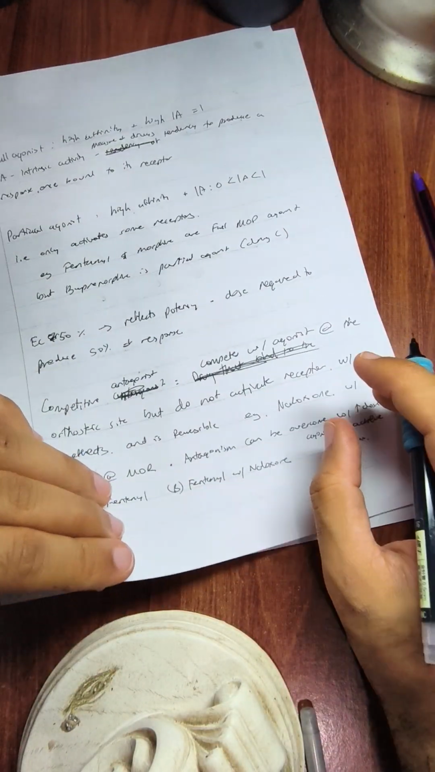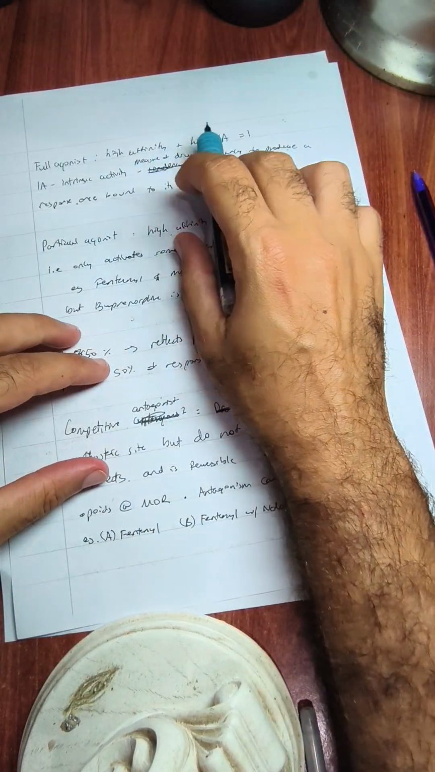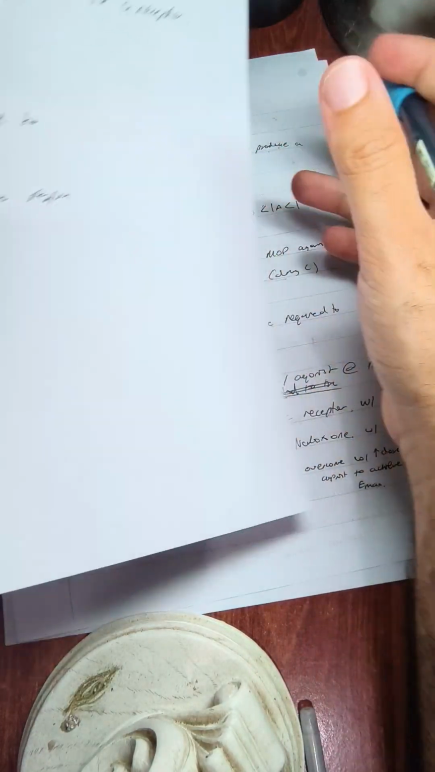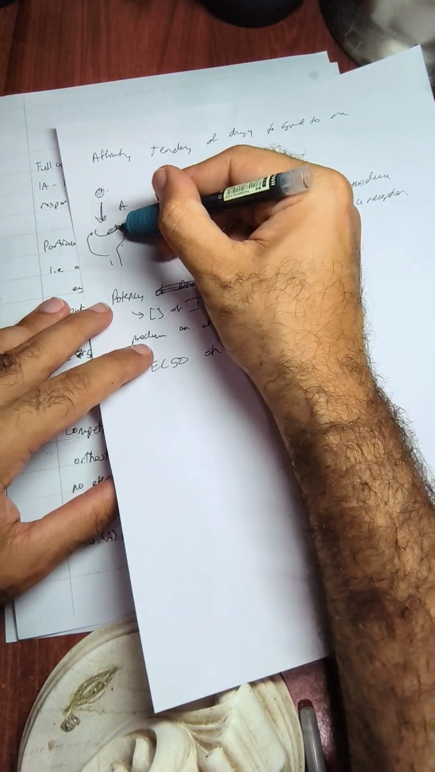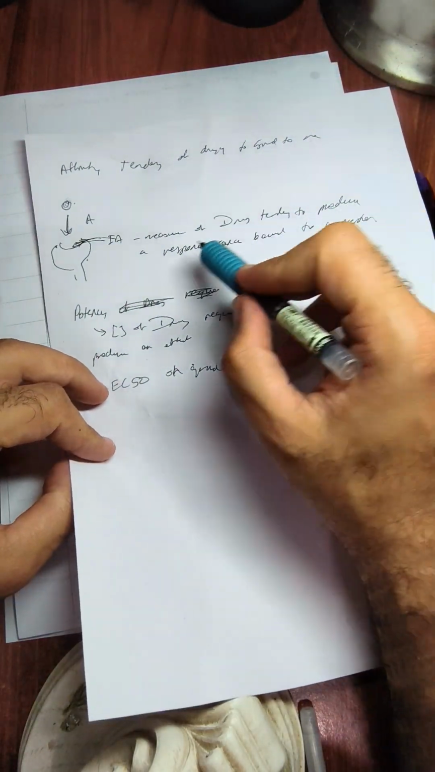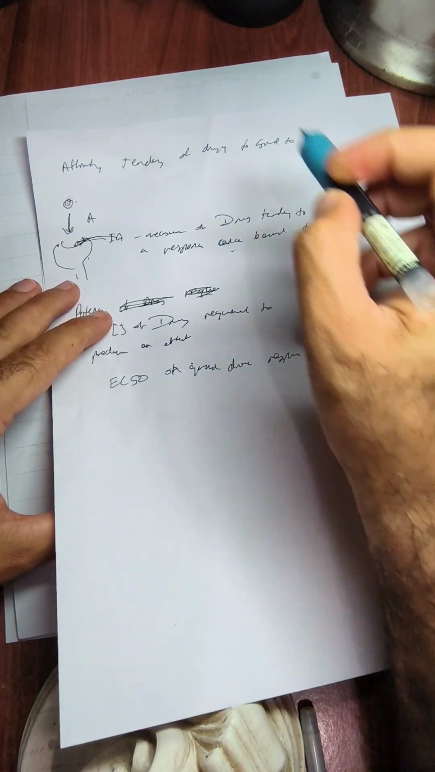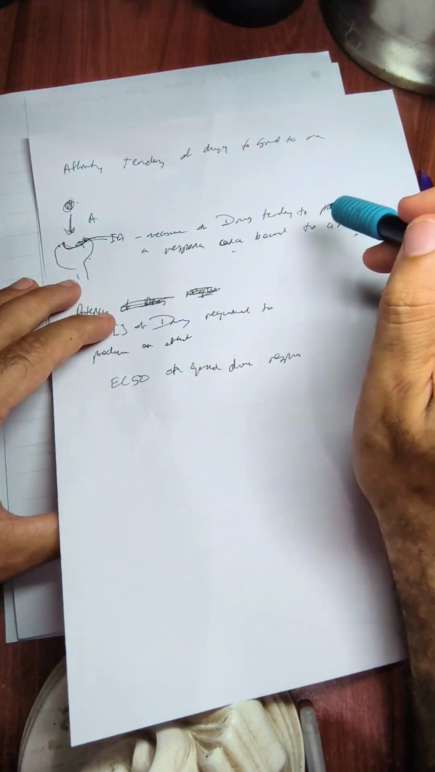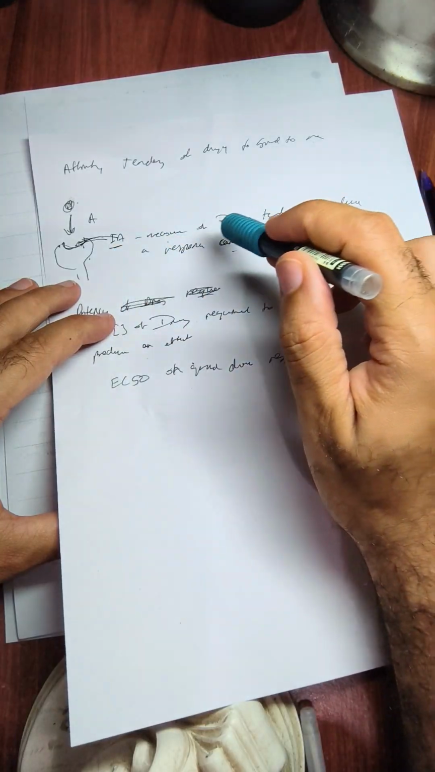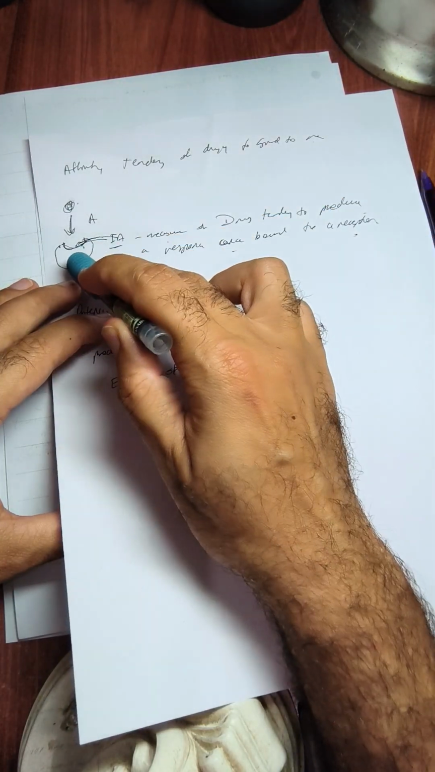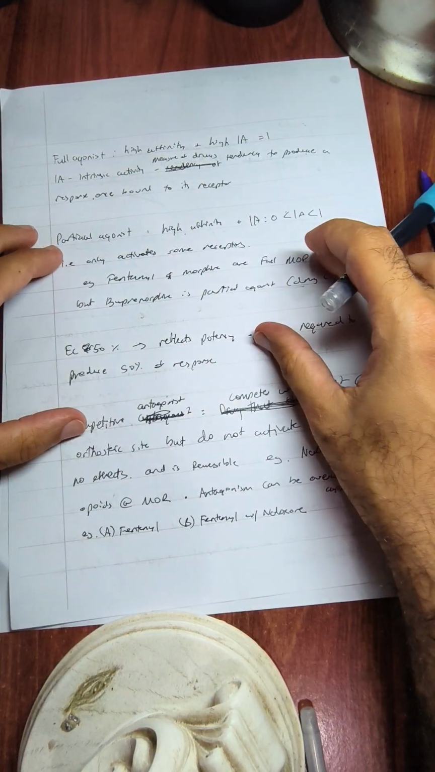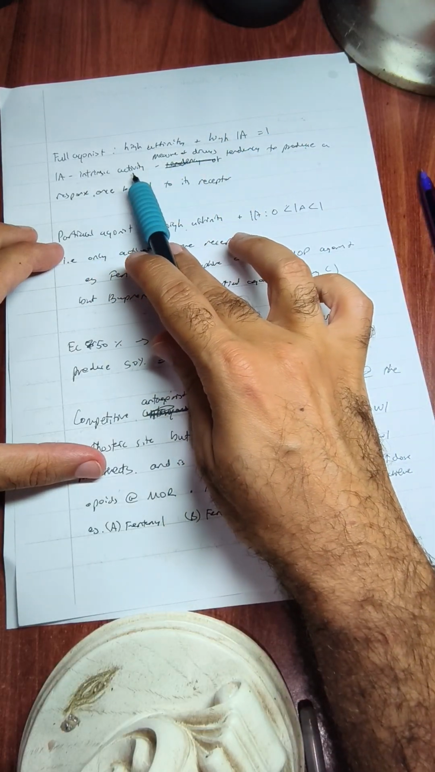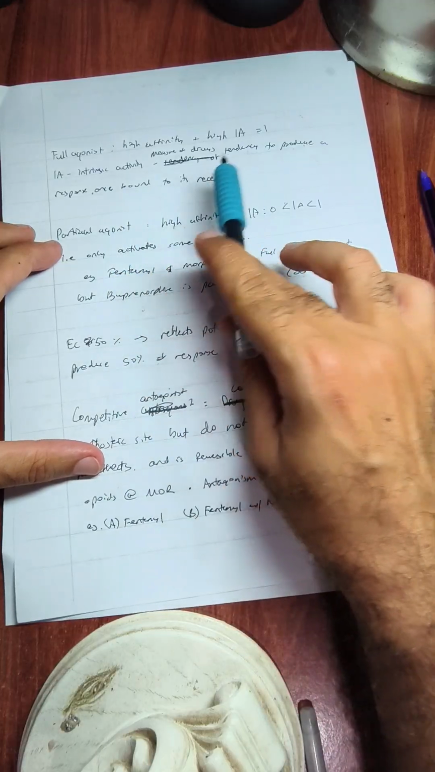And then a full agonist is high affinity and high IA. What's IA? IA is the intrinsic activity, which is the measure of the drug's tendency to produce a response once bound to the receptor. So the affinity is the tendency of it to bind to the receptor, while the intrinsic activity is a measure of the drug to produce a response once bound to the receptor. So full agonist is a high affinity and high IA, which is a 1.